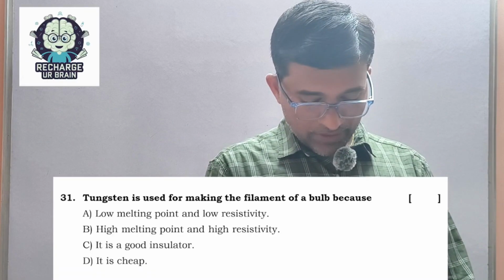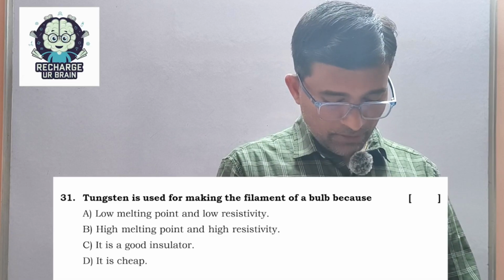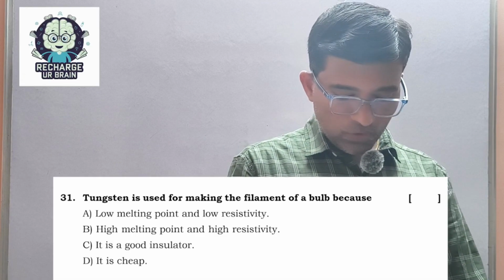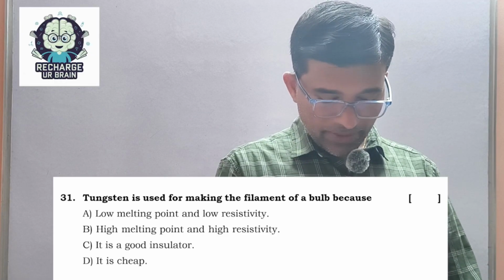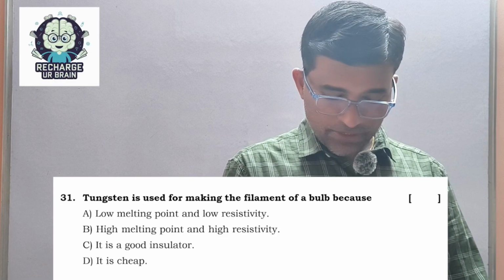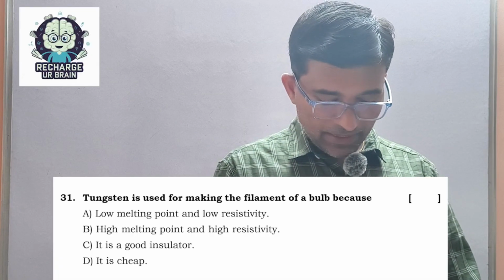Next one is 31st one. Tungsten is used for making the filament of a bulb because of its high melting point and high resistivity. It is not low melting point and low resistivity. It is a good insulator, also wrong. It is cheap, also wrong. The right option for 31st one is B, high melting point and high resistivity.